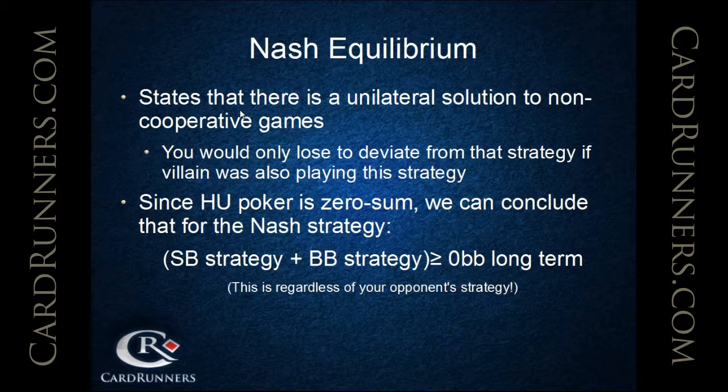It's really good to be picky on the definitions when you come to overarching things like these. So, non-cooperative games, obviously poker is, unless you're cheating with a friend. And a unilateral solution means that you would only lose to deviate from that strategy if your villain or villains were always playing the same strategy. So if you're two players and the other guy is playing the Nash Equilibrium strategy and so are you, then if you deviate, you're going to lose by default. You can't win more, and you probably can't have the same results from deviating from it.